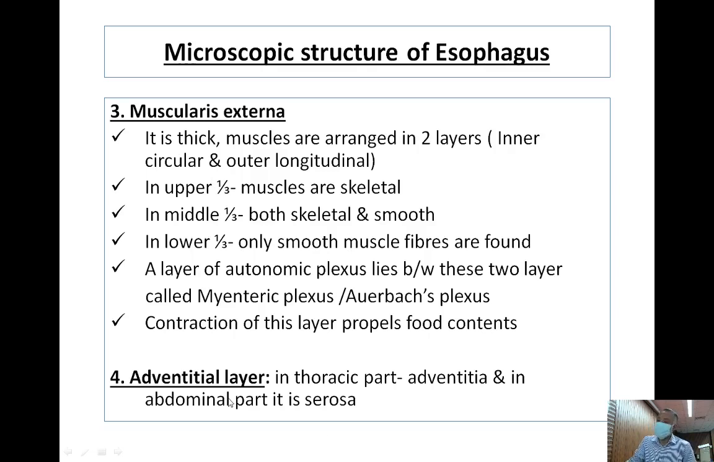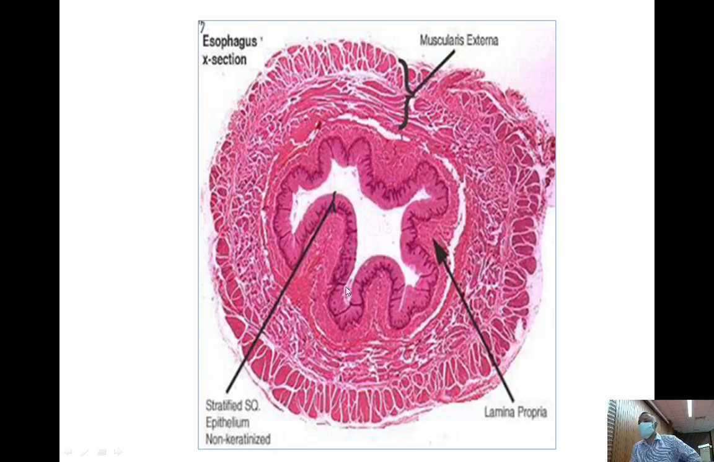Then the adventitial layer. We can divide the whole esophagus into a thoracic part and an intra-abdominal part, or you can say abdominal part. In the thoracic part, the outer layer is derived from the thoracic fascia, the fascia in the thoracic cavity, so it is adventitia. In the abdominal part, it is derived from the peritoneum. That is why it is called serosa. So this is our picture.